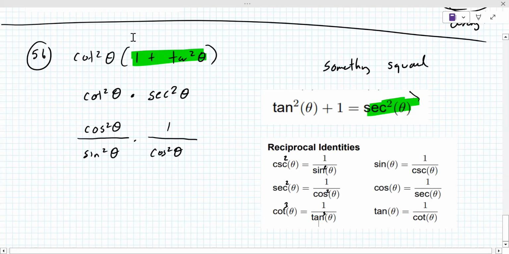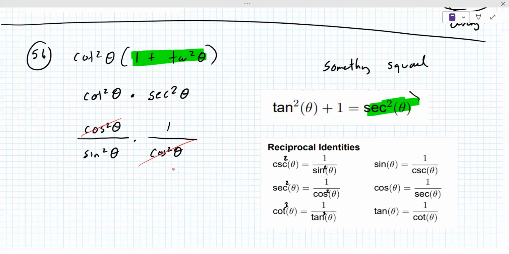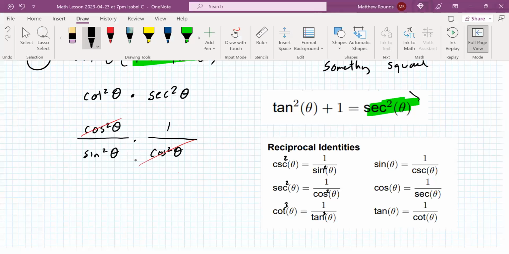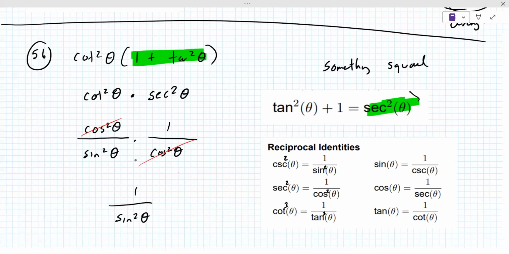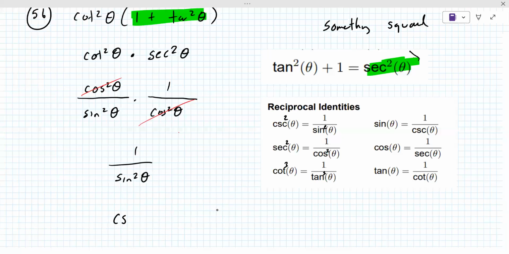Okay. But the nice thing here is you might see some cancellations. You might say, oh, there's a cosine squared on the bottom. There's a cosine squared on the top. So this becomes 1 over sine squared theta. And that's just the answer. Almost. You have to recognize that this is a reciprocal identity. It can be written as cosecant squared theta. Now it's done. Okay.